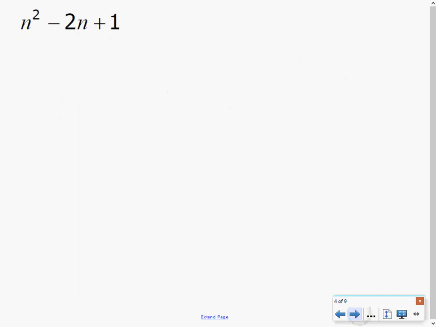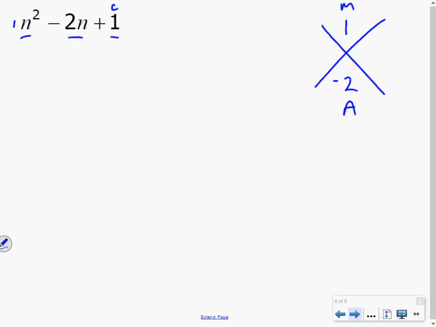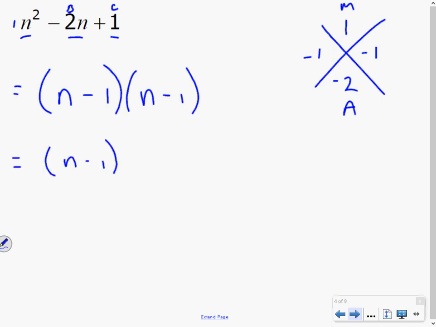Okay, let's see another one of those. Again, I notice there's 3 terms. My leading coefficient is a 1. So I'm going to factor this with my x. So I need to find 2 numbers that multiply to positive 1 and add to negative 2. Okay? You're always multiplying to find the c value and adding to find the b value here. Okay, if you think about the quadratic standard form. So in this case, my 2 numbers are going to be negative 1 and negative 1. So now I can factor this into n minus 1 times n minus 1, or we could write that as n minus 1 squared.